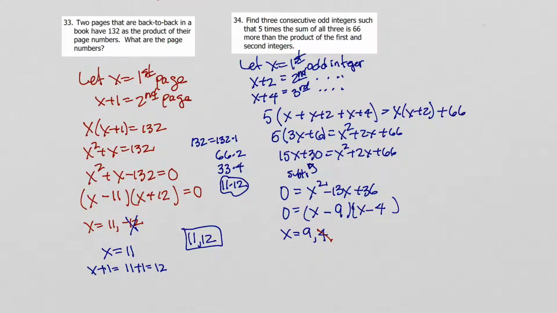We've got that x is equal to 9, and then right below it, look at the top here. We're going to take this right here and bring it down here and write it here. And then we're going to have x plus 2 is 9 plus 2. Right, 9 plus 2, so we get 11. And then we get 9 plus 4, which is 13. So here's our three odd integers, 9, 11, and 13.